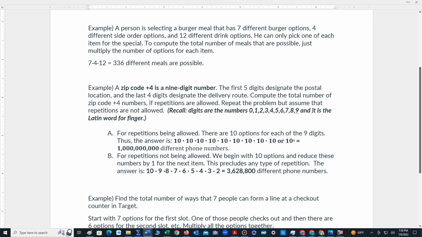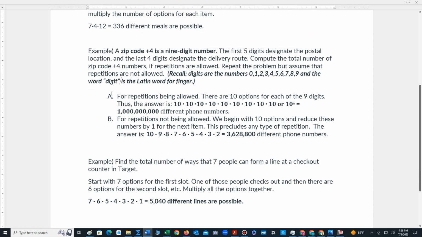Let me just clarify here, the word digit is Latin for finger. So everyone has 10 fingers. There's always 10 digits. Now there's 2 parts to the problem. The first part deals with repetitions are allowed. The second part deals with repetitions are not allowed. So let's look at part A.